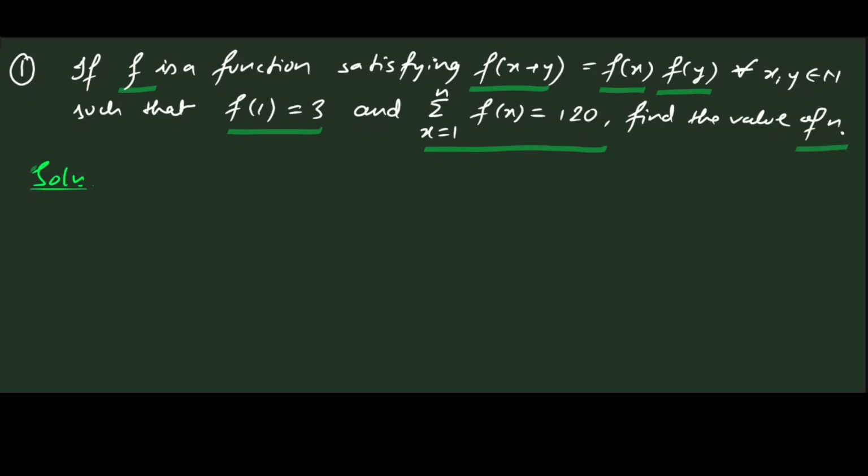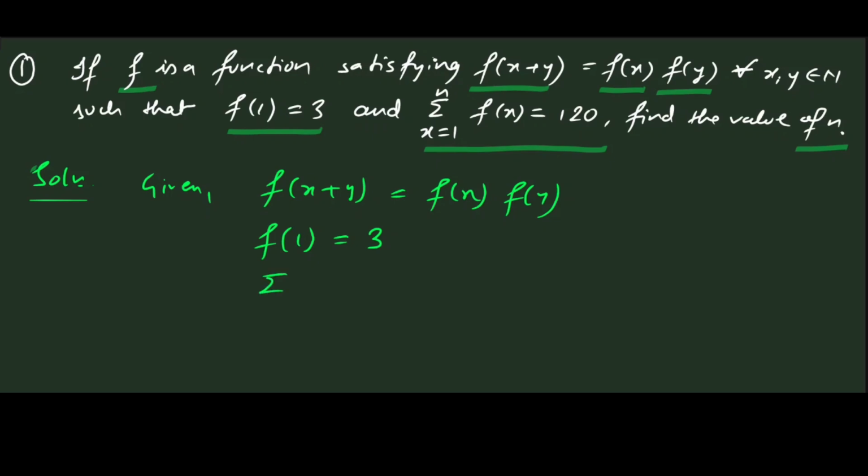So let's start. First, we try to write down all the given information. Given function f of x plus y can be written as f of x times f of y, and f of 1 is given as 3, and summation of f of x from 1 to n is 120.